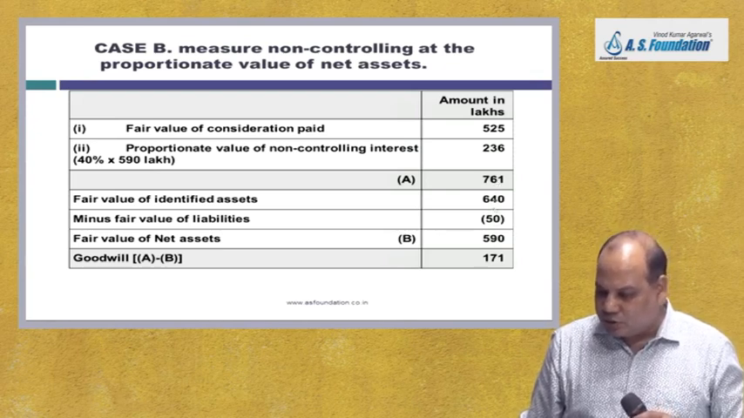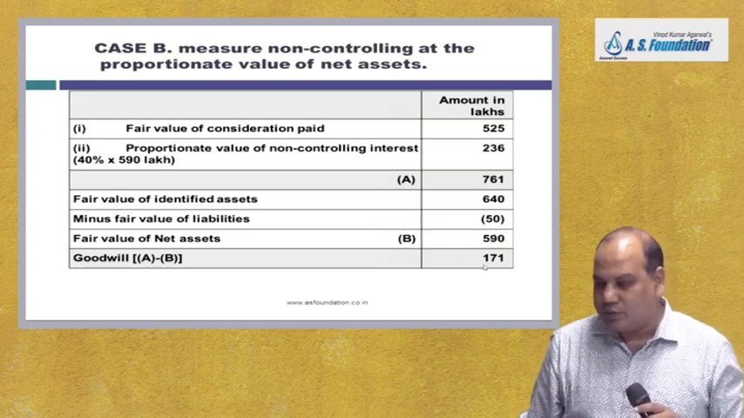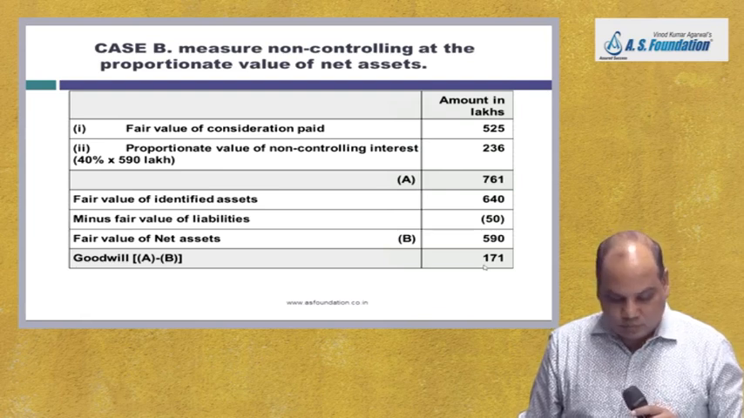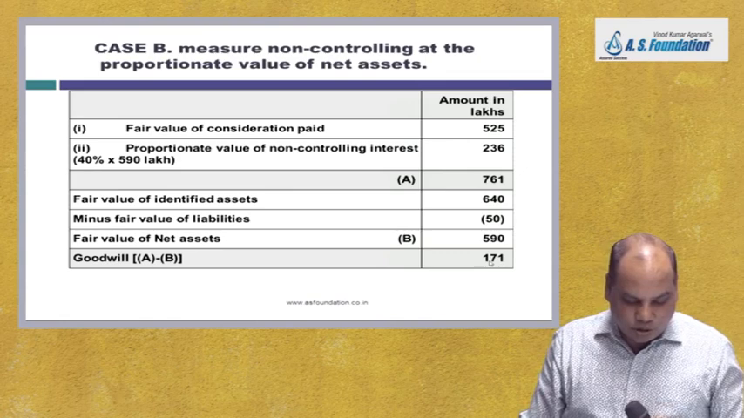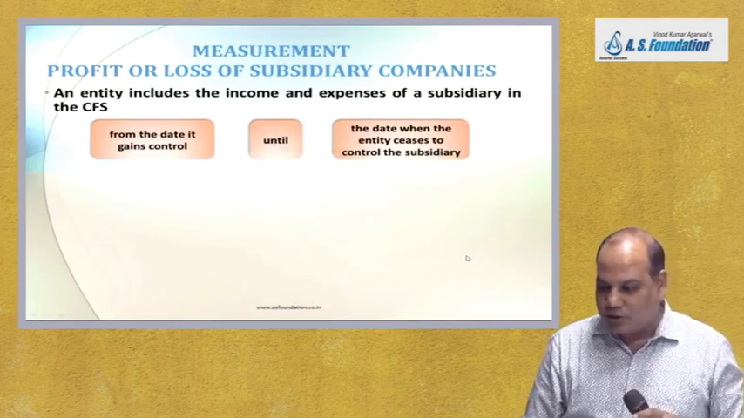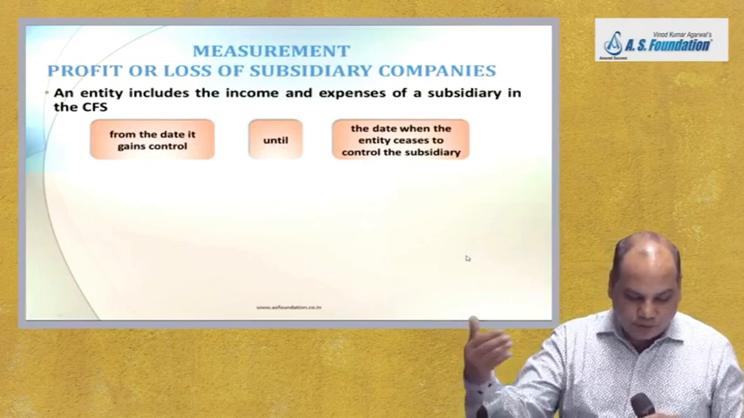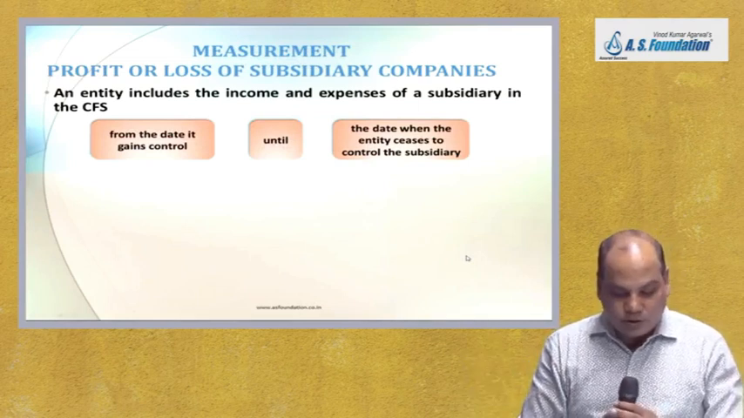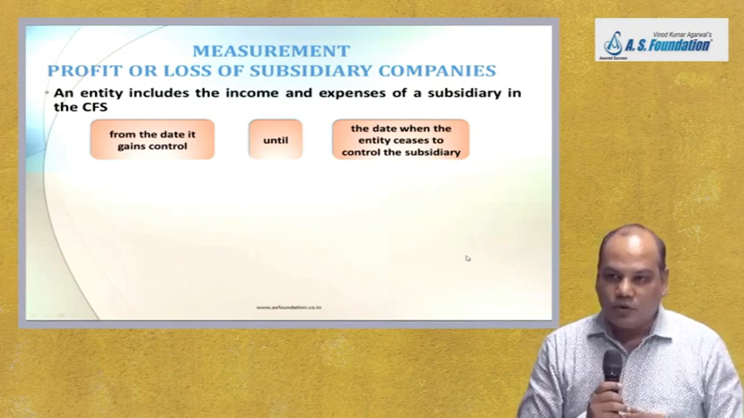Then the remaining portion, these three lines are the same, but the goodwill figure will change. How much is that? 171. There is a note written below. When non-controlling interest is measured at proportionate share of net asset, the goodwill is popularly termed as partial goodwill. And in the first answer, the note was when goodwill is measured using NCI at fair value, it is termed as full goodwill. Okay.